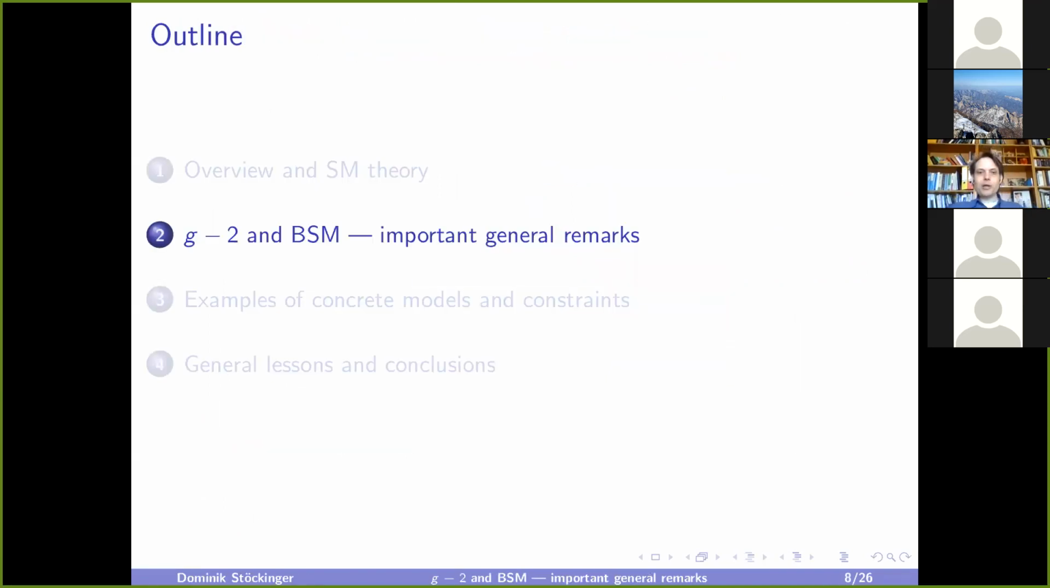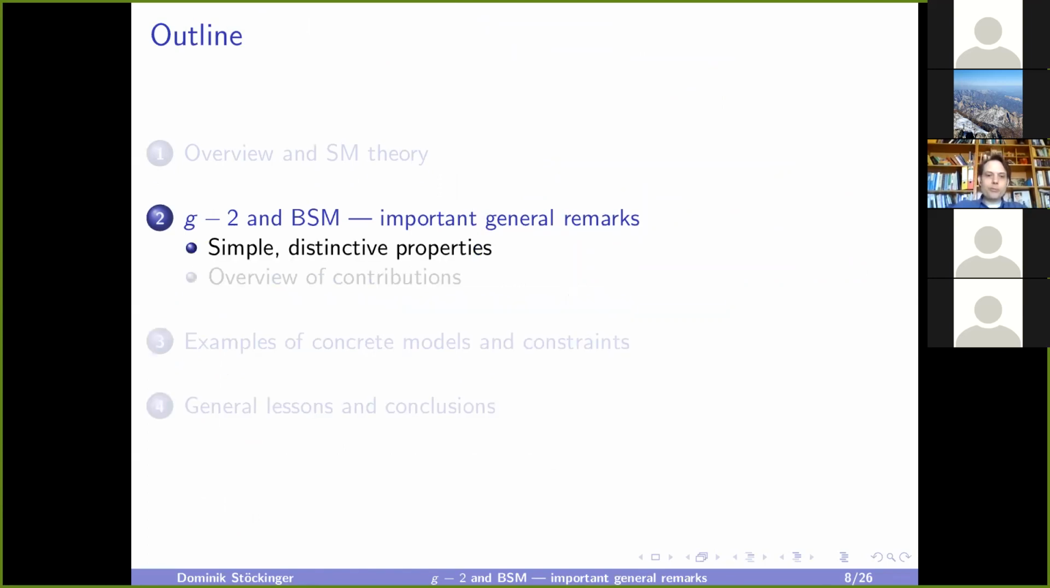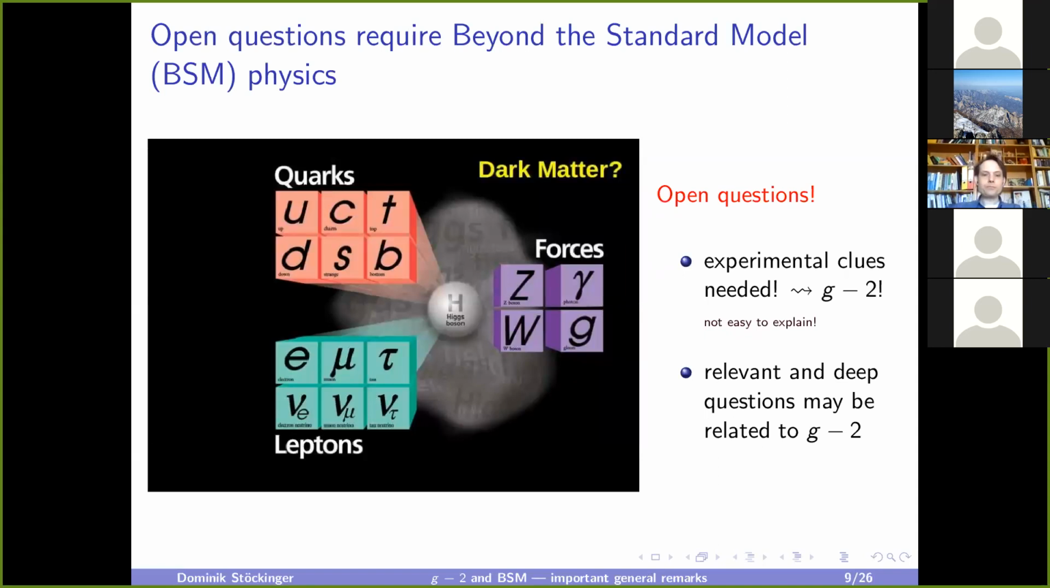So let me now come to physics beyond the standard model, and first let's focus on some general remarks. G-2 has some distinctive properties which are the reason why it is so interesting, and I will also give you a brief overview of the analytical behavior of different kinds of model predictions before coming to specific examples.